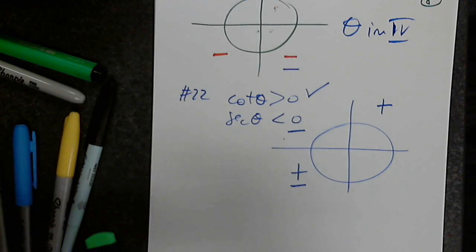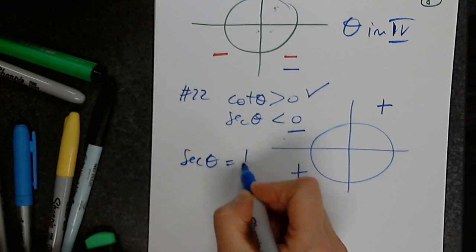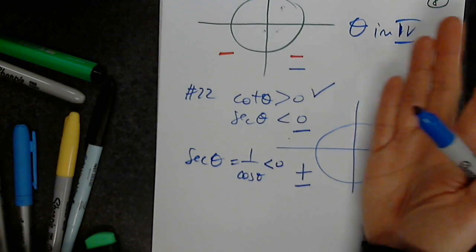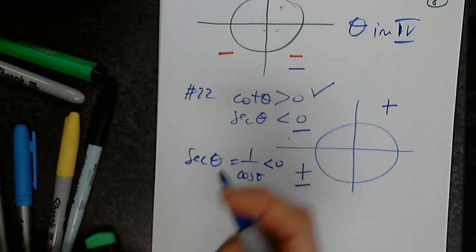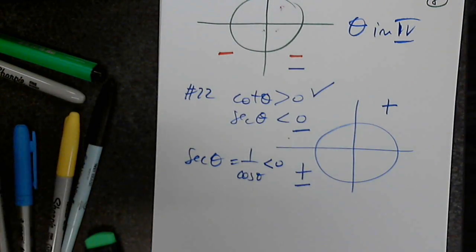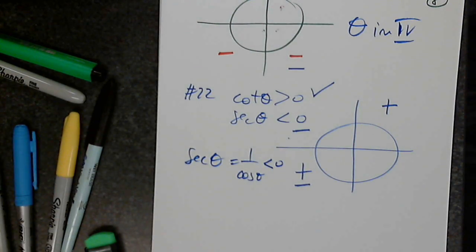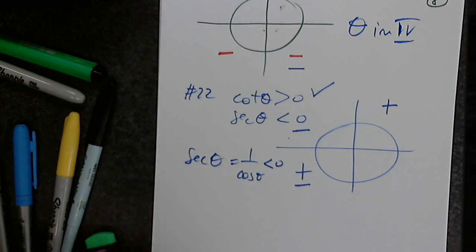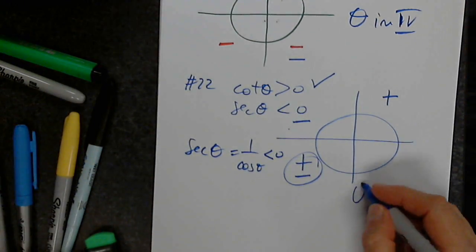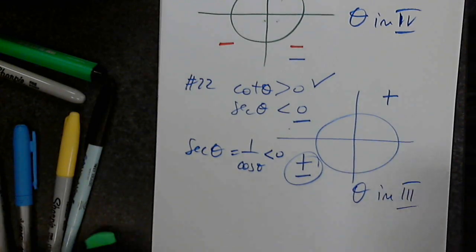One more time. So secant theta equals 1 over cosine theta. So for this to be negative, cosine is positive here and negative here. Therefore, secant is negative here and positive here, like cosine. Always secant has the same sign as cosine. If cosine is positive, secant is positive. If cosine is negative, secant is negative. So therefore, I have to select the quadrant in which both conditions are fulfilled, and I will say theta is in the third quadrant.